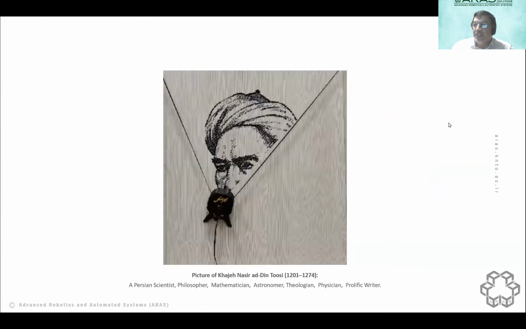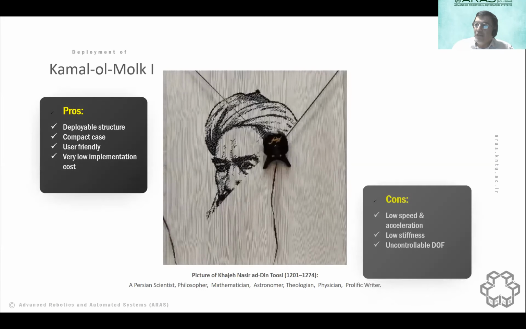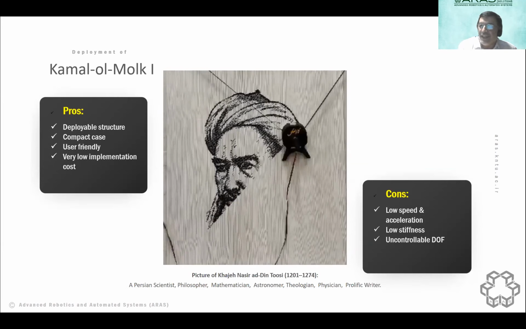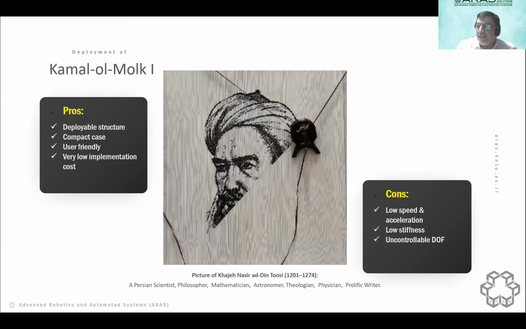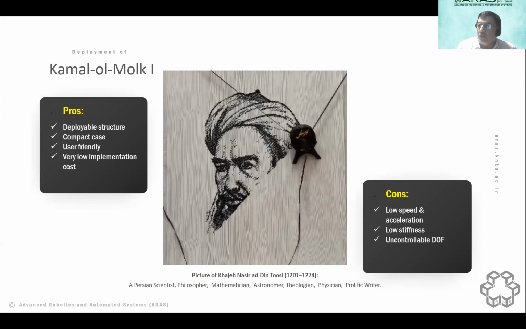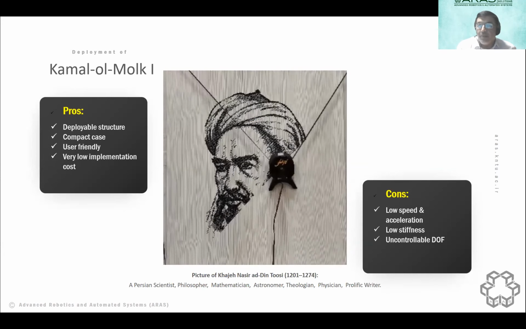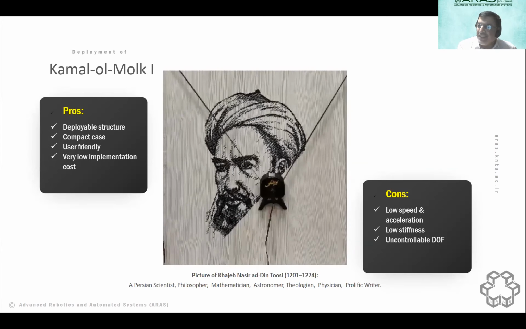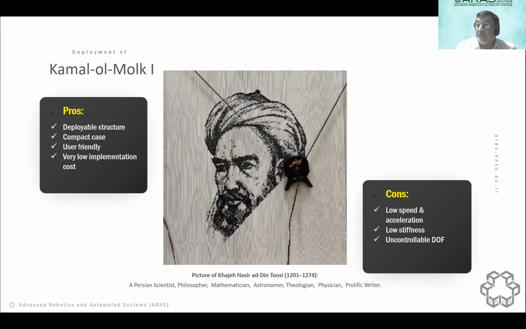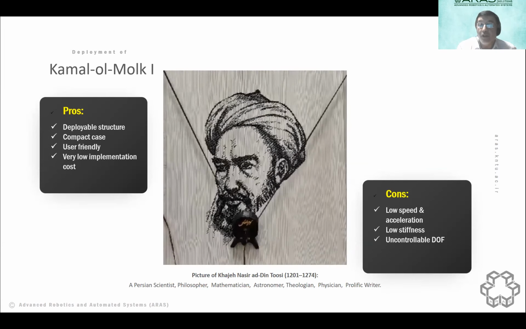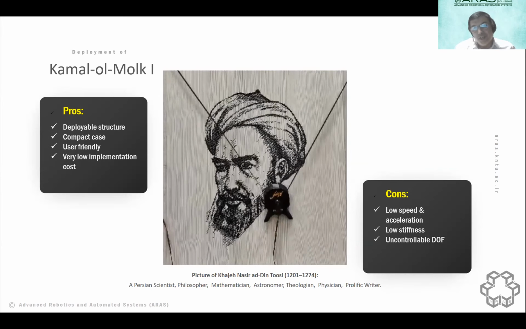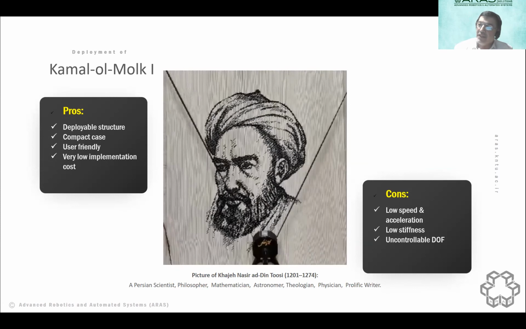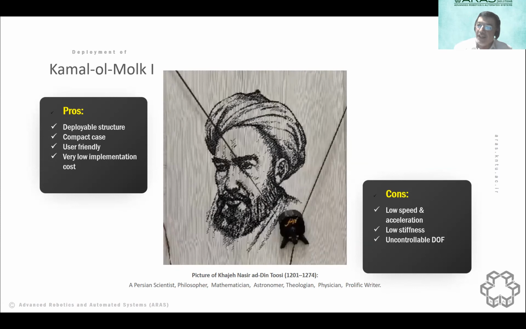Here you will see a painting of a picture of Khaja Nasiruddin Tusi. He lived from 1201 to 1274. He was a Persian scientist, philosopher, mathematician, astronomer, theologian, and physician, and the most important thing about him is that he was a prolific writer. He has a lot of books, and the university is named after him. So this is the way we can draw a picture like this.